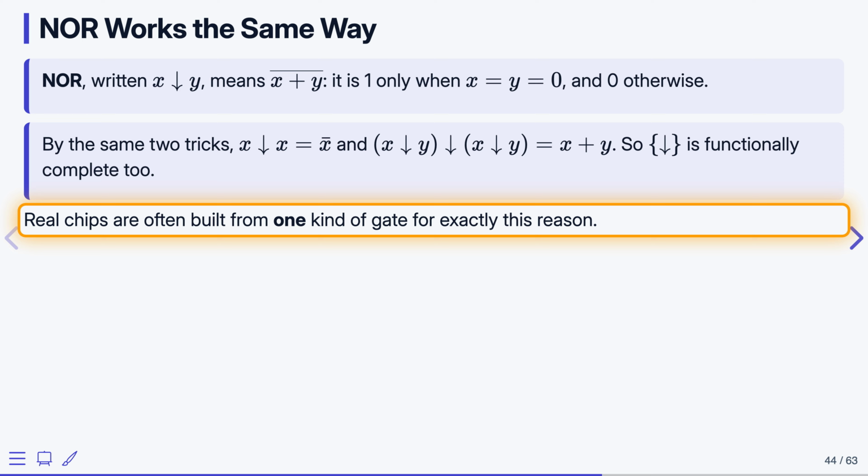This is not just a curiosity. It is why real chips are often built from one kind of gate only. One shape to design, one shape to test, one shape to manufacture.